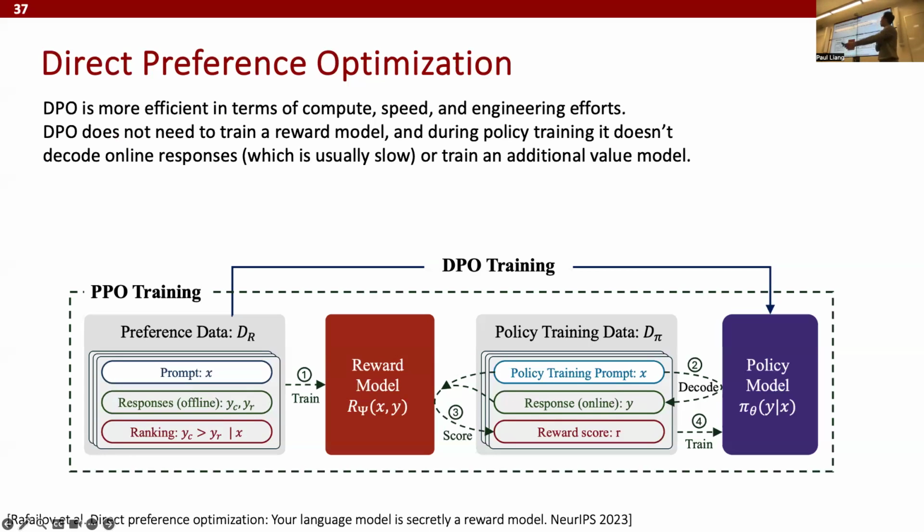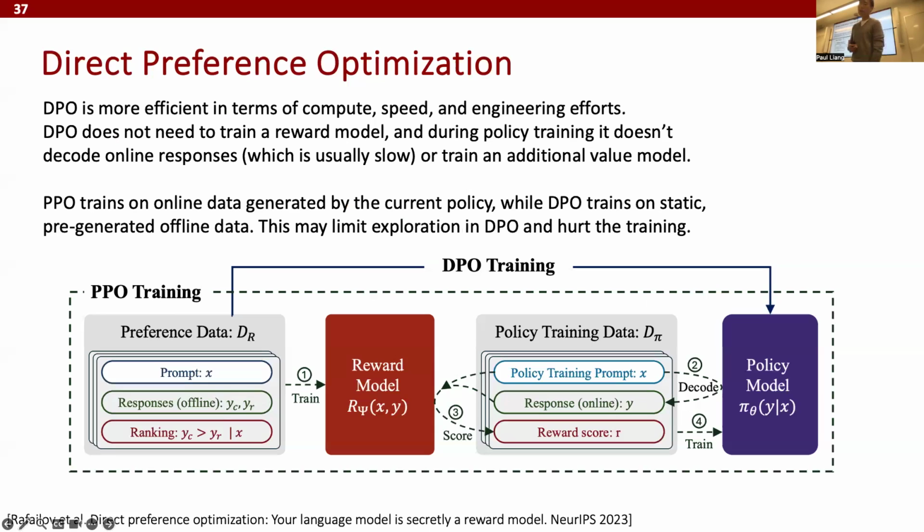So DPO is much more efficient in terms of compute because it doesn't have to train a separate reward model and do RL using the reward model. So it's much more efficient in terms of compute, speed, and less engineering. It doesn't have to train a reward model. And doing training also doesn't have to decode online responses, which is usually what is slow. PPO instead has to train on online data. So it's always training on the responses that you just collected, while DPO trains on this pre-generated offline data.